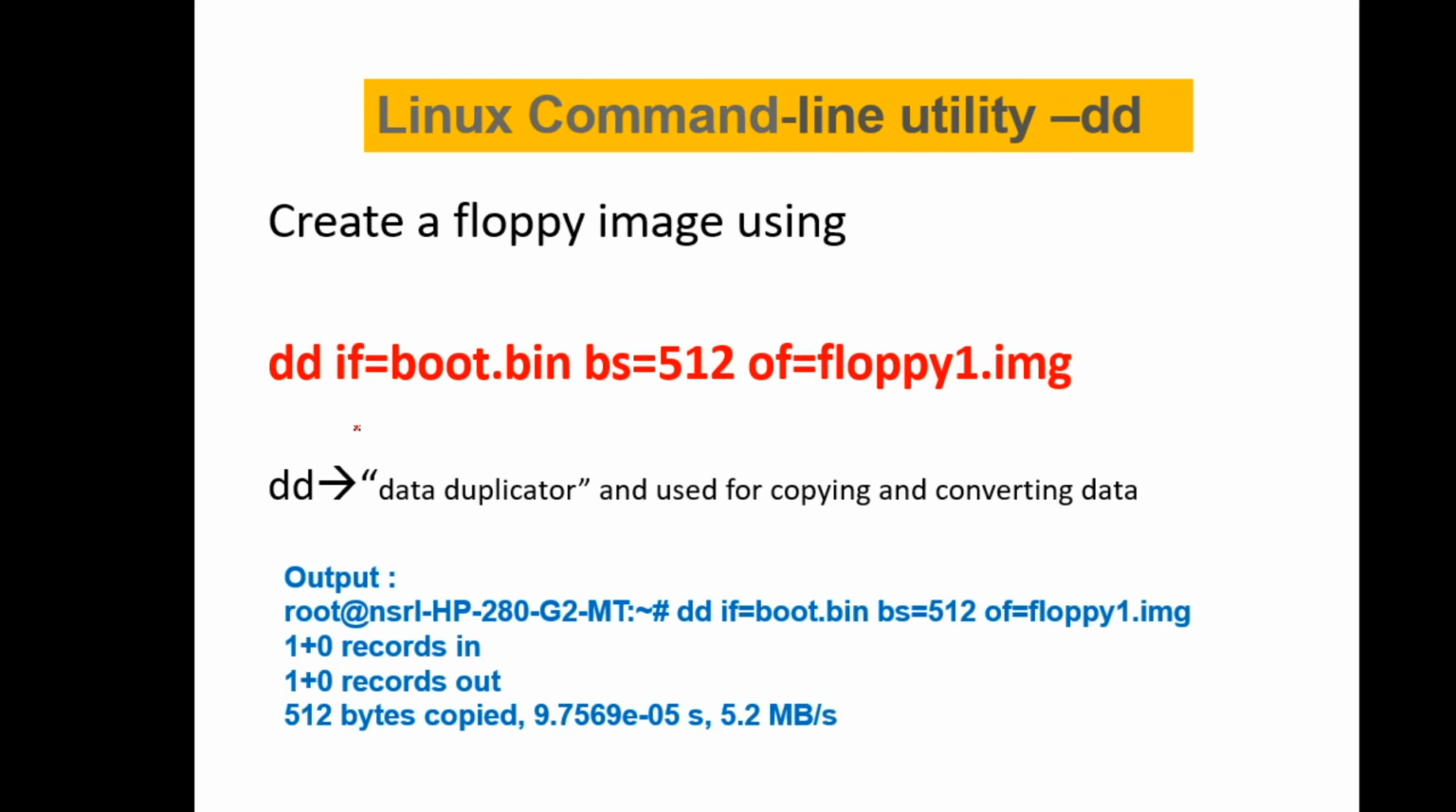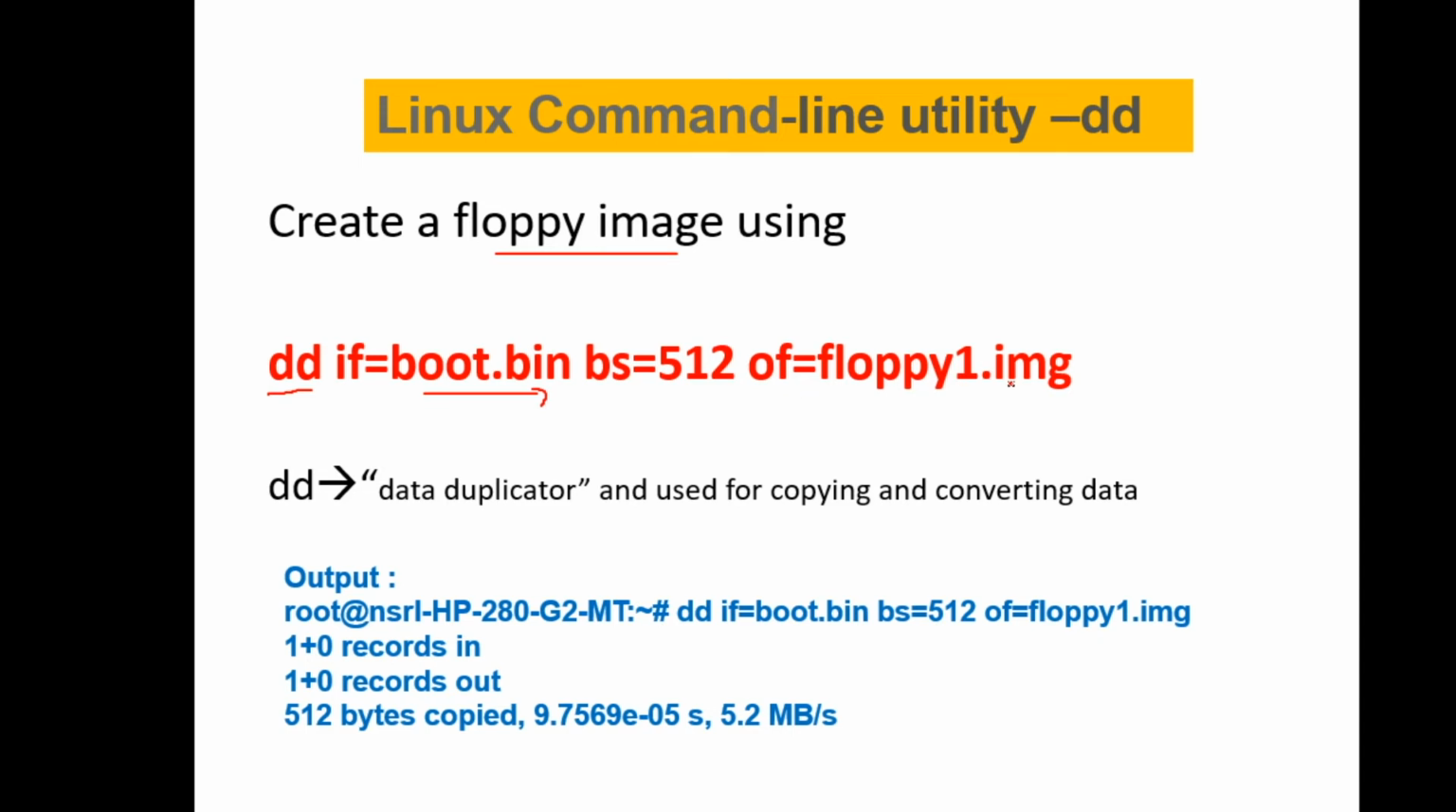So we have converted your assembly language file into the bin file. Now it's time for us to create a floppy image from the bin file. The command is the dd command. dd is data duplicator, so it is used for copying and converting the data. We have to give the syntax like if is equal to boot.bin. boot.bin is the file name we created here for the binary file. bs is equal to 512. of is equal to floppy image. So of is the floppy image conversion.